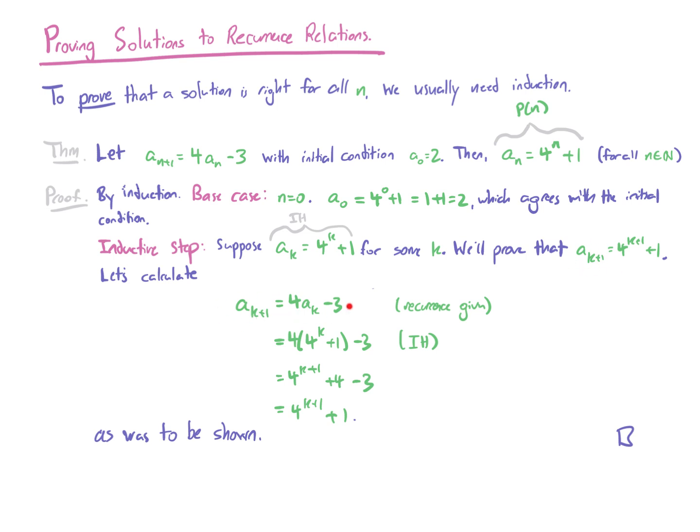We use the recurrence relation that we're given. In our case, it looked like this. We use that recurrence relation to simplify this object down into something involving a sub k, or possibly previous values of a as well. And then once we have a sub k in our hands, we're ready to use the inductive hypothesis and then simplify using algebra. This is a very common workflow for proving that a formula like this one solves a recurrence relation like this one. And we'll see this pattern several more times.